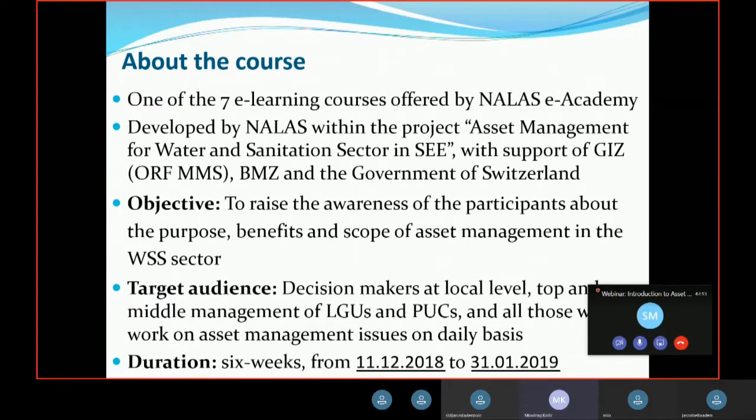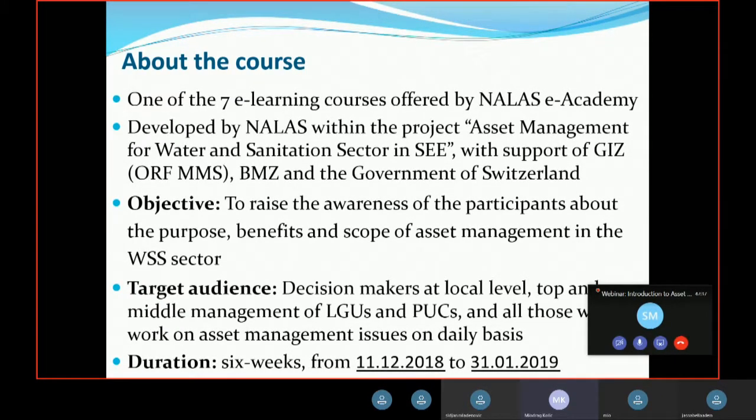This online course, Introduction to Asset Management in Water Sector, is developed by NALAS within the project Asset Management for Water and Sanitation Sector in Southeast Europe. The project was funded by the German Ministry of Economic Development and Cooperation and the Government of Switzerland and was implemented by GIZ, ORF-MMS project and the Network of Associations of Local Authorities of Southeast Europe, NALAS, while NALAS e-Academy is established in partnership with the World Bank.